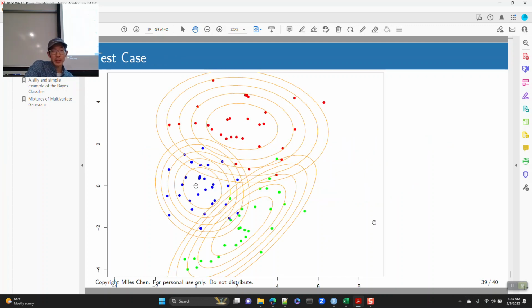Basically, we're going to put in a test case at 0, 0. This is really easy. If you have a test case at 0, 0, what class would you label it? That's for sure going to be blue. But we'll go through and calculate the probabilities.